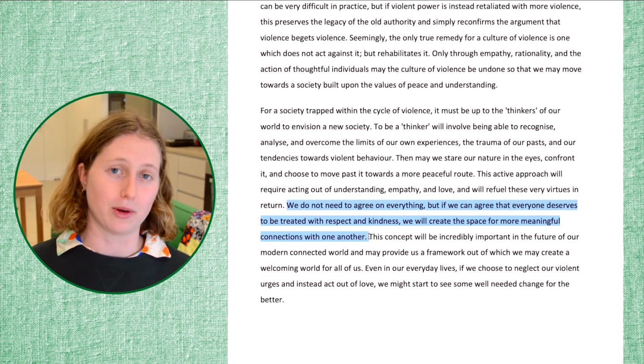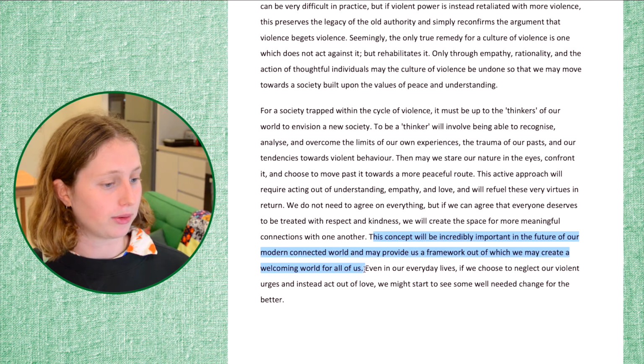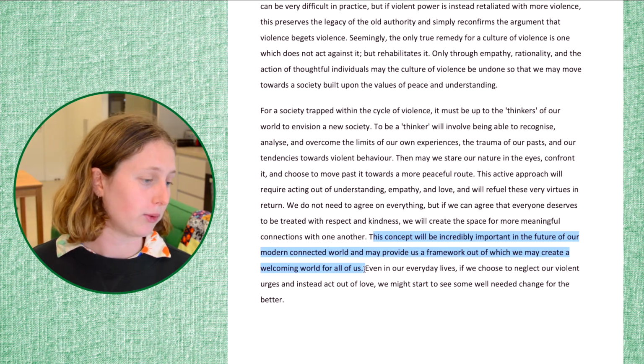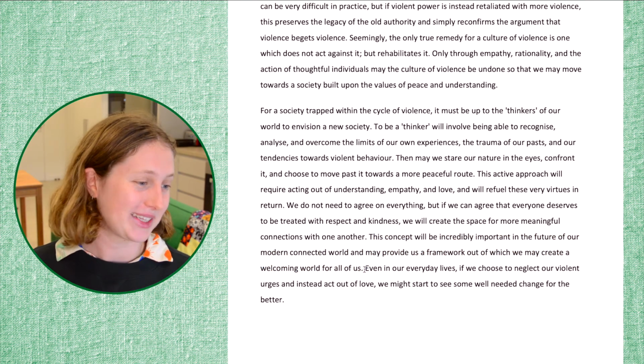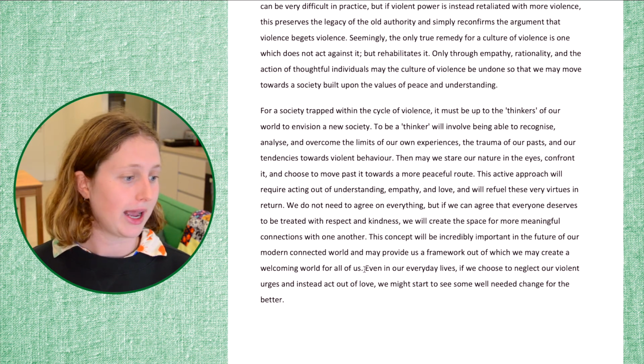Now, that's also linking forward quite well into my next point, which is the importance for society bit. And I say, this concept will be incredibly important in the future of our modern connected world and may provide us a framework out of which we may create a welcoming world for all of us. Boom. Like that's really good. That's really big for society, that we are living in a modern connected world and we want to make it welcoming for everyone. No, we don't want to see the world continue going into war, poverty, conflict that are caused by and that we try to solve with violence. It's going to be crucial for us to end the cycle of violence and act instead out of love and empathy, because we don't want a world that is disconnected and fueled by violence.